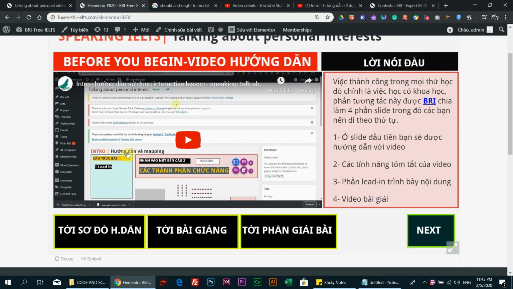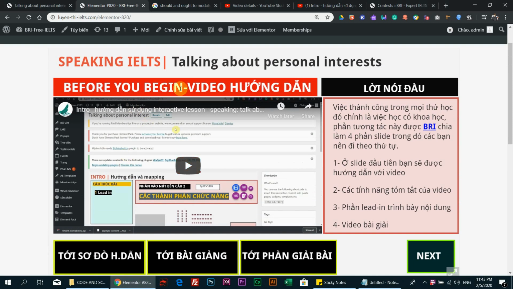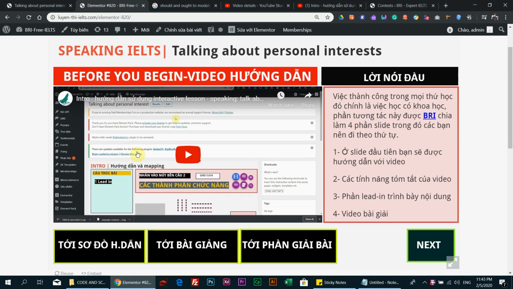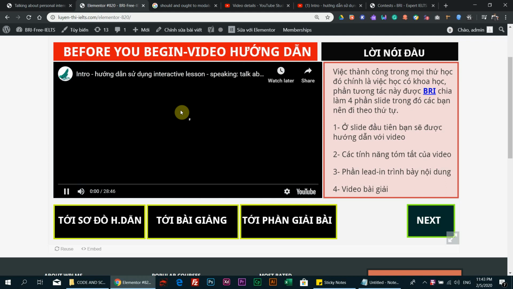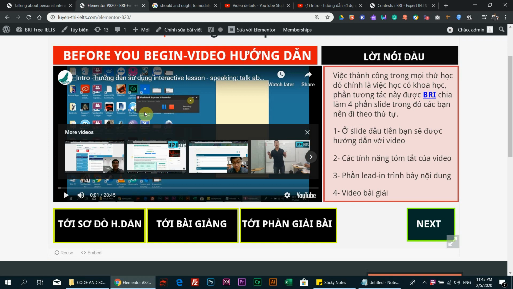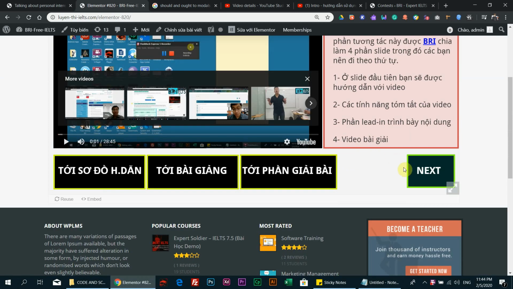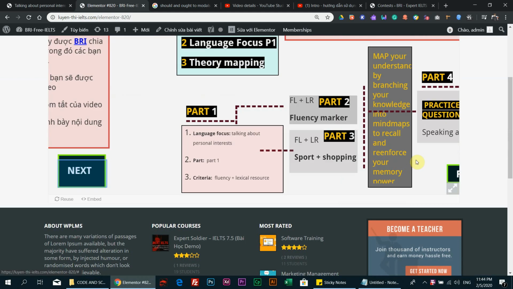Okay, so first, it's suggested that you tag the before you begin video. Basically, it is okay, as I explained before. It shows you around, but this button here, you can manipulate it and move around different sections of the interactive lessons. Okay, so started with the first one.